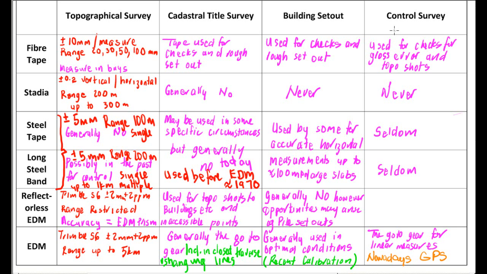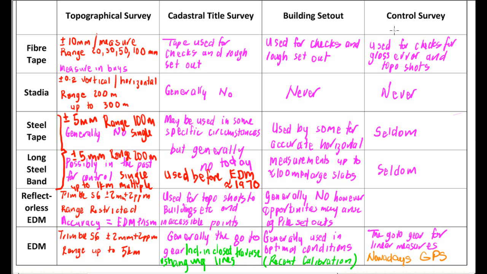Typically what we used to do was set the bottom cross on the even meter mark, and then we could read the distance directly off the top. So if he set the bottom mark on 1 meter and read the top at 2.47, that would be 147 meter slope distance, and we could estimate down to 0.1, 0.2 of a meter.